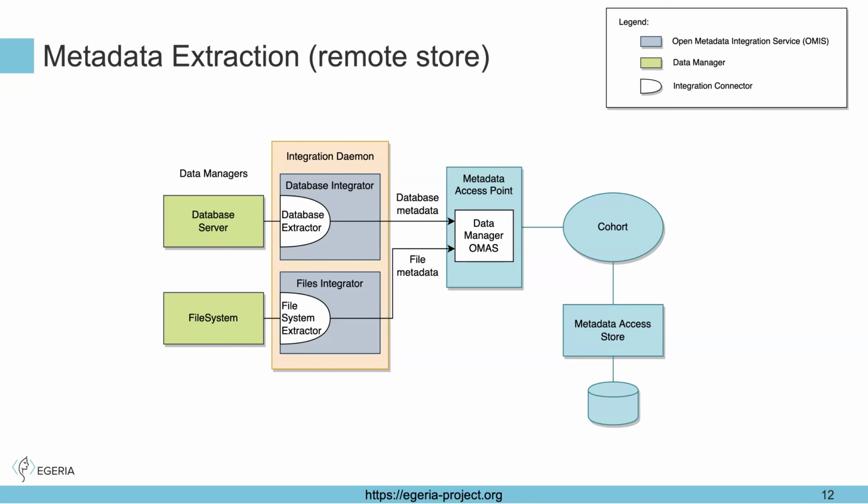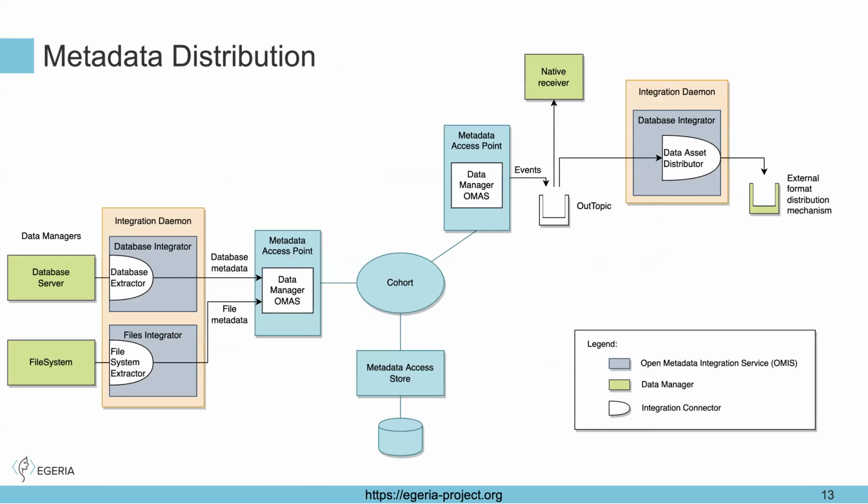So that's metadata extraction. Now, let's say we want to do some distribution. So for example, it might be that an organization has databases replicated around the world. And in order for that data replication to work, they also have to replicate schema changes.